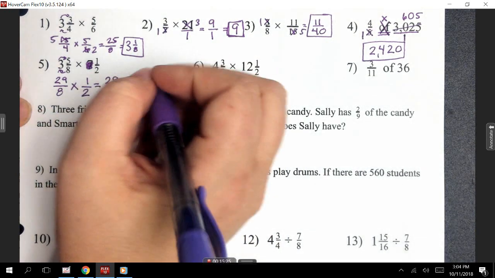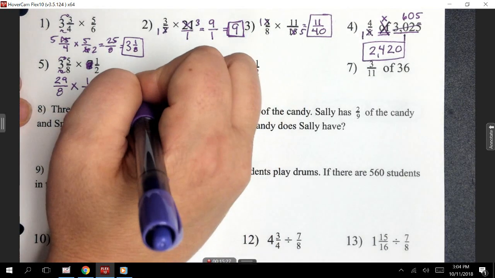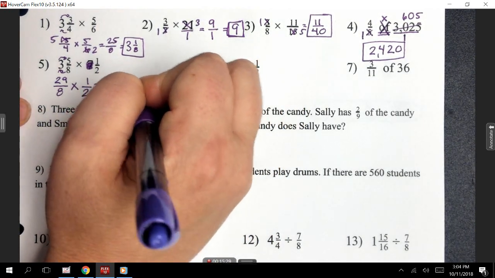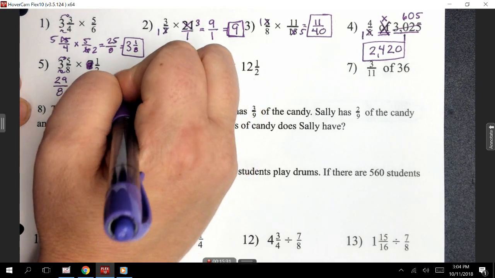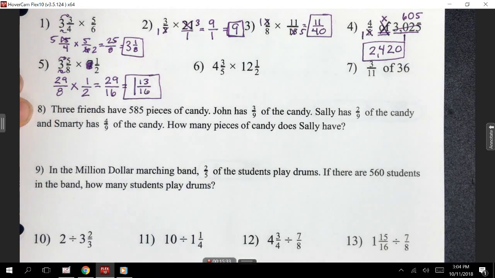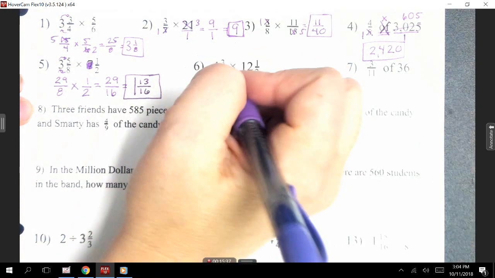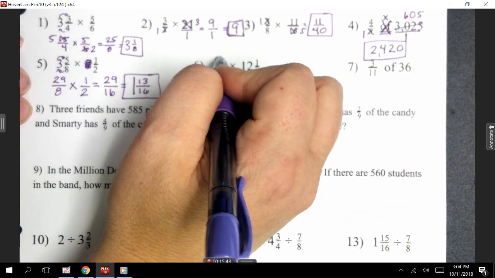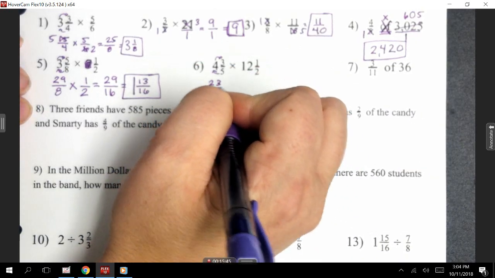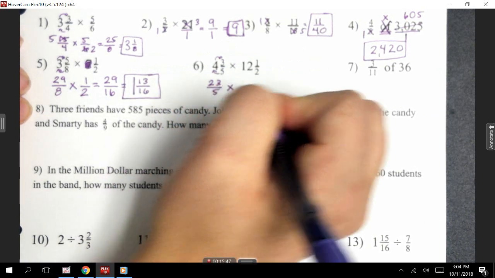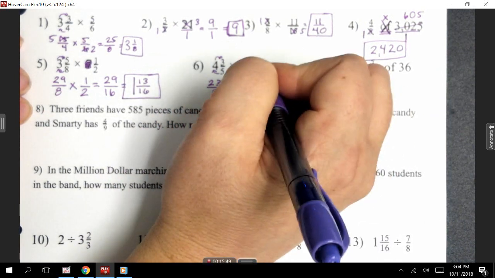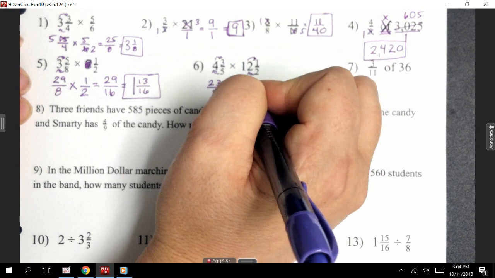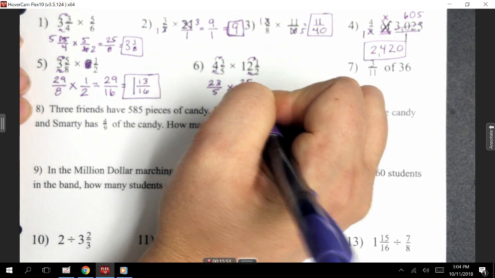So what's left over, when I would do that subtraction in the division, I would get 13. Again, guys, if you have trouble doing this in your head, please write out that division like we do in class. For number 6, I'm going to multiply here and add, do my backwards C. So 5 times 4 is 20, plus 3 is 23 over 5, times, multiplying here, 2 times 12 is 24, plus 1 is 25 over 2.